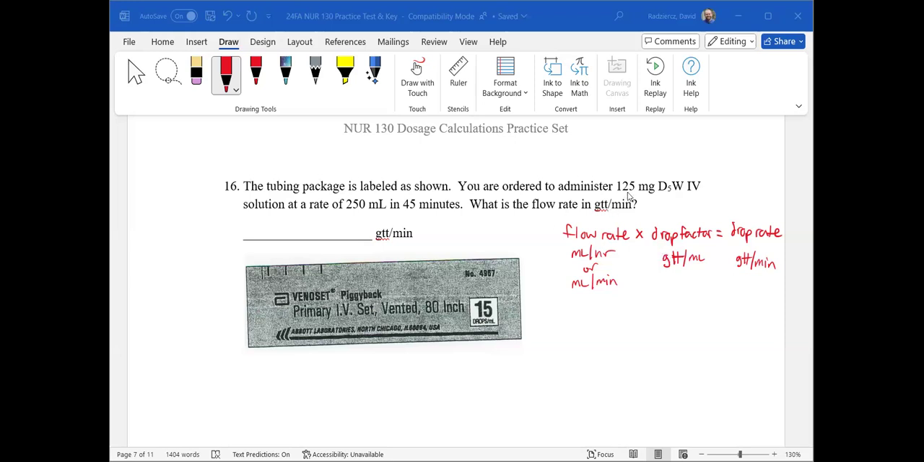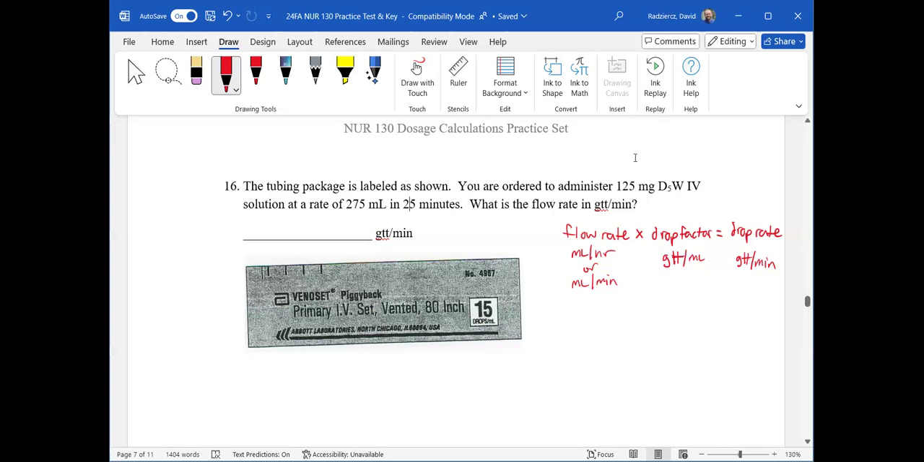All right, so let's do this problem, but let me change up some of the variables. So let's make this 275, and let's make this 25 minutes. All right. So this tells me that we're supposed to give somebody, this just says a dextrose solution. So there probably is a medication here because it says 125 milligrams. So usually 125 milligrams of some sort of medication in the dextrose 5% IV solution.